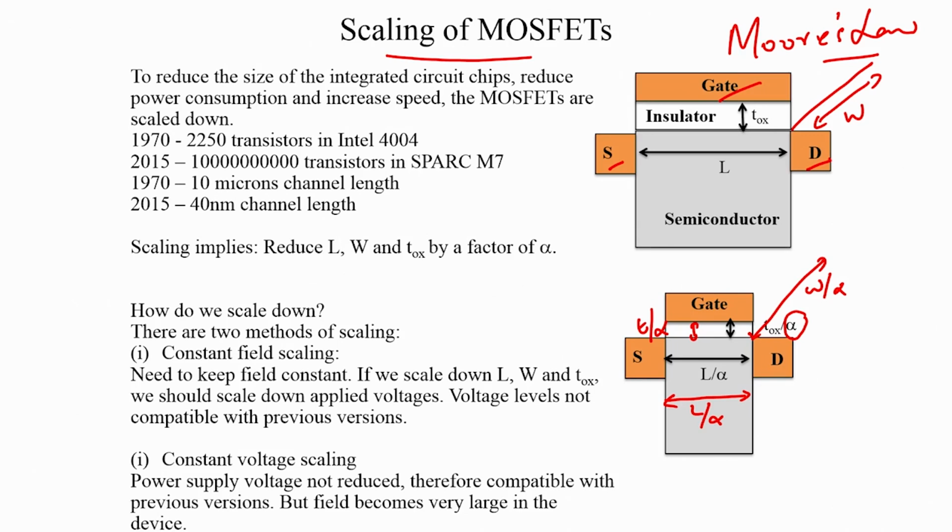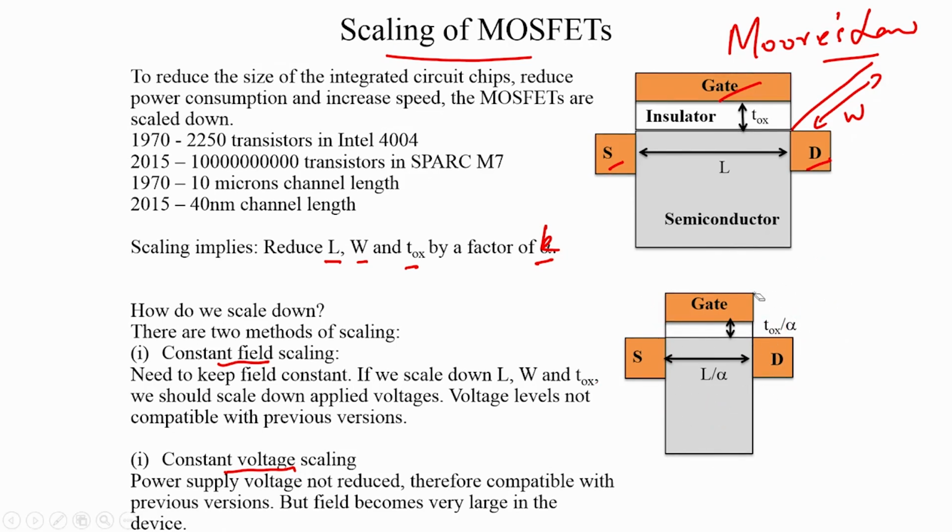So, firstly, how do we scale down? As I told you, you reduce L, W and TOX by a factor of alpha, or K, it does not matter. There are 2 strategies. One is called constant field scaling, and the other is called constant voltage scaling, and of course, you can have a hybrid of these 2, but we will just introduce these 2 strategies. In the case of constant field scaling, the electric fields inside the device are kept constant. And what does that mean?